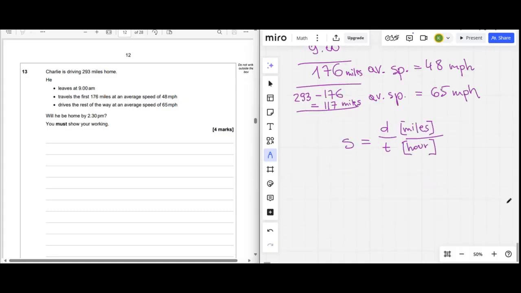Let's try. Average speed is the total distance over total time. Average speed is the total of average speeds, being 48 plus 65. Let's see if that works. 113.